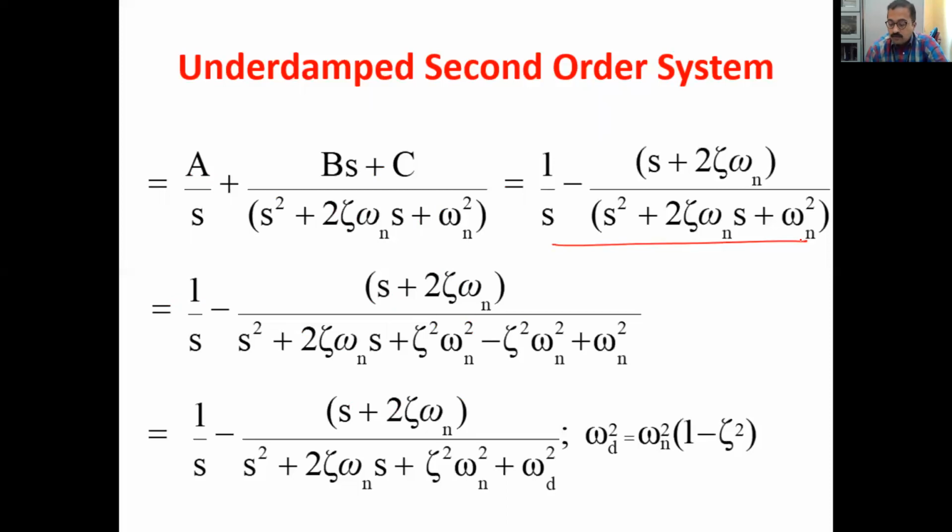Agreed? Now, what is L inverse of 1 by s? It is 1, we know. What is L inverse of this thing, s plus 2 zeta omega n by the denominator? It is still not in an inverse Laplace transformable form.